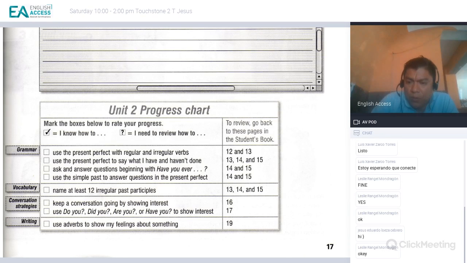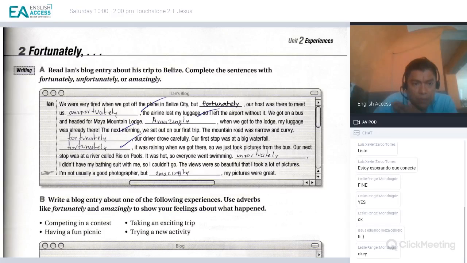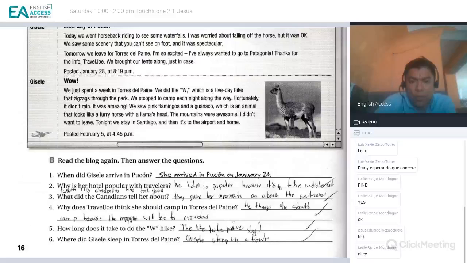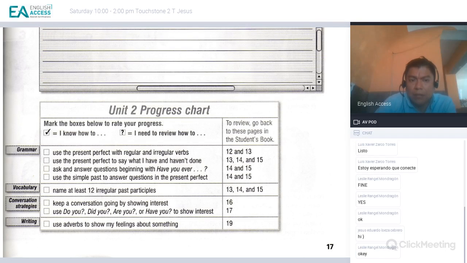Okay, so what we're going to do right now is check the homework, but I know that this book came with Unit 2 with answers. So we're not going to check these answers, right? There's no point in that. Look at your computer screen, and here we have the workbook, and it's already answered. So we don't need to do this, but we can do the progress chart, okay?